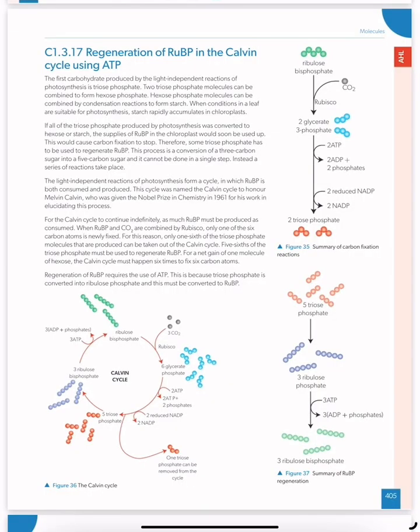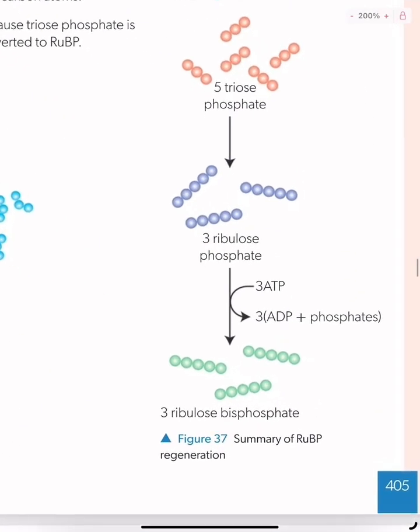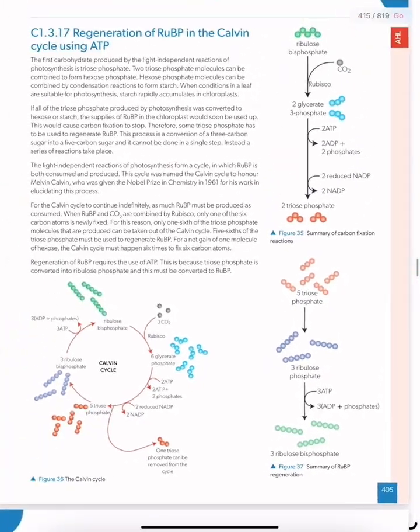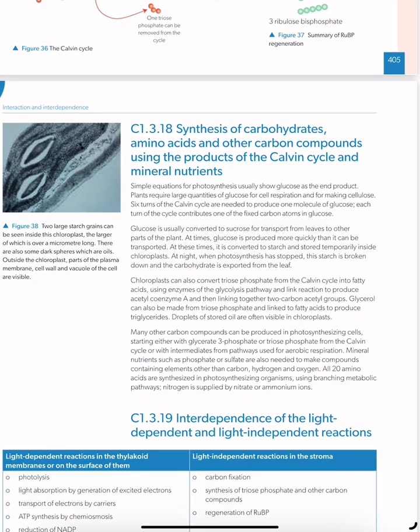And then we have the regeneration of ribulose bisphosphate. So as we said, we have 5 triose phosphates that turn into 3 ribulose phosphates. And then through breaking down ATP into ADP and phosphates, the ribulose bisphosphates are regenerated. And this is the final process of the Calvin cycle. Using the products of the Calvin cycle, we can synthesize carbohydrates, amino acids, and other carbon compounds.